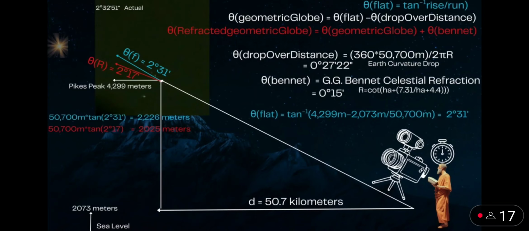So you do the inverse of what you started with, and you get that height, which is 2,226 meters, which equals the exact height of Pikes Peak. If you do the globe equivalent, 50,700 kilometers times the tangent of 2 degrees 17 minutes, the locked in refracted globe angle, you get 2,025 meters, 200 meters off from the height of Pikes Peak. And that's the data that Mike graphed, the difference in the predicted height at the end.